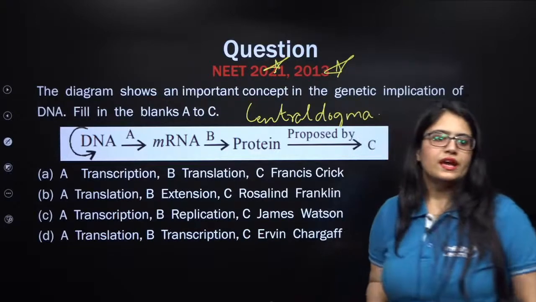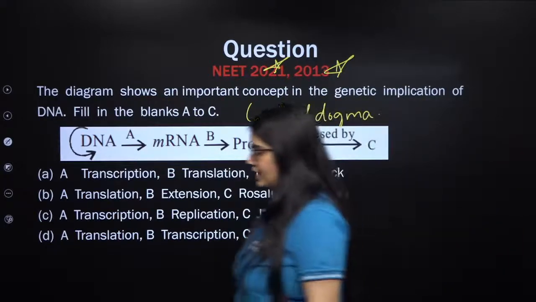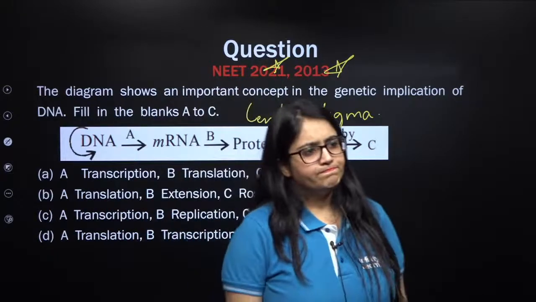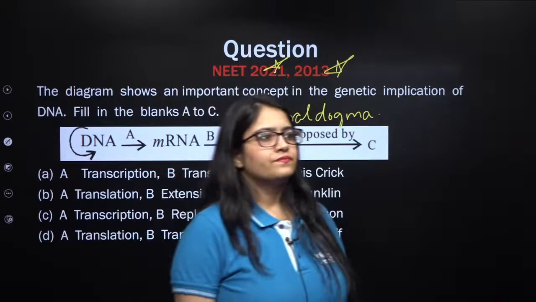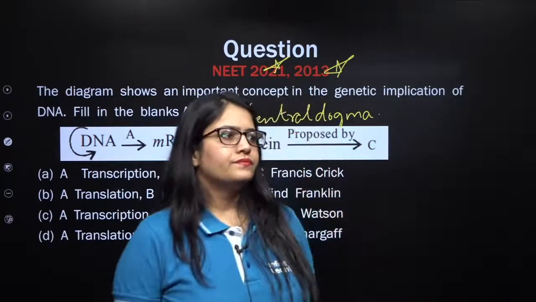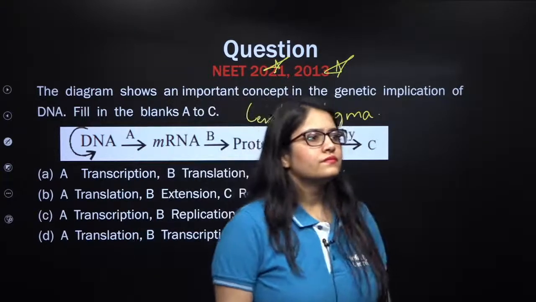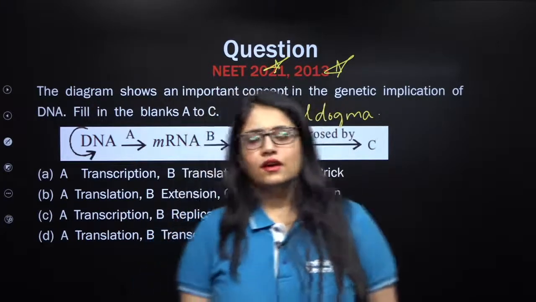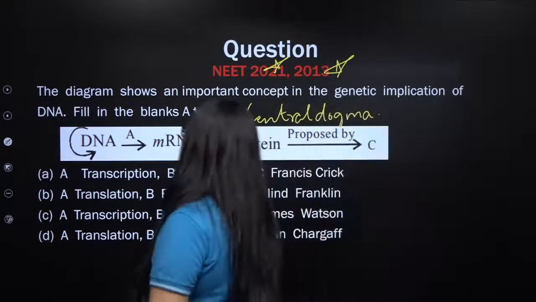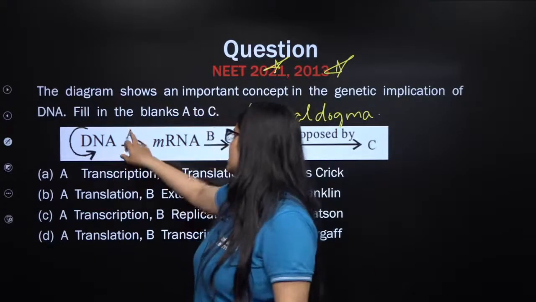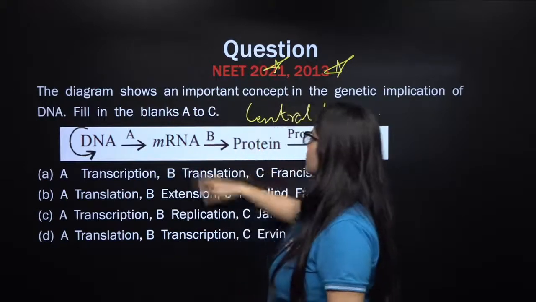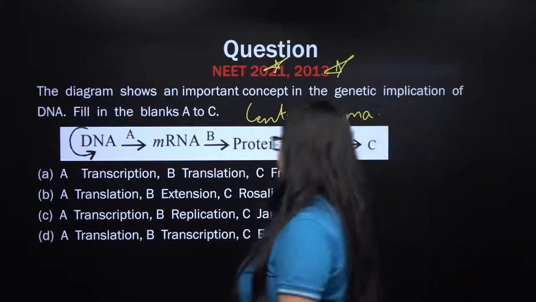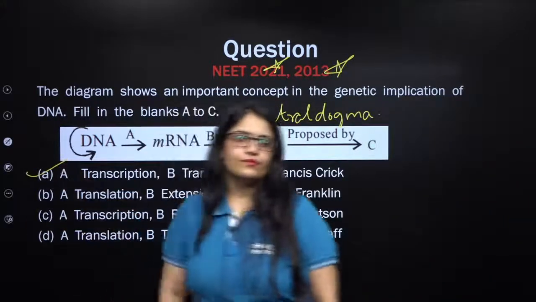It's very simple. Any guesses, Savita and Karthik? Would you like to try it once? Come on, give it a try, my lovely kids. Okay. From DNA to mRNA, the process is transcription. From mRNA to protein, the process is translation, and this scheme of the Central Dogma was proposed by Francis Crick. Hence, the answer is A.